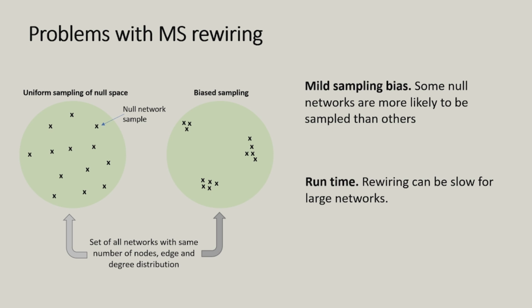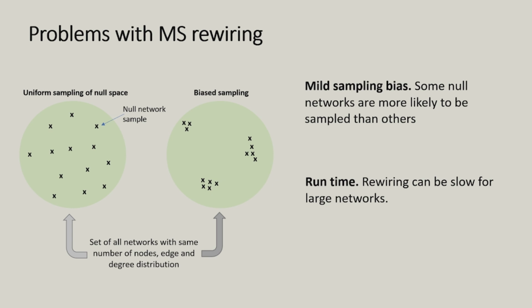Now, there are some minor problems with the Maslov-Sneppen rewiring algorithm. First of all, it does potentially, in some cases, introduce a mild sampling bias. So when we generate a random network, when we rewire, we want to make sure that we're sampling uniformly from the space of all possible random networks. But it turns out that with MS rewiring, in some cases, it will sample certain instantiations or certain samples from the null more likely than others. And this is referred to as biased sampling. So our null distribution might not necessarily be the true null distribution.